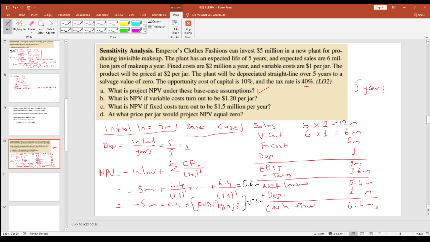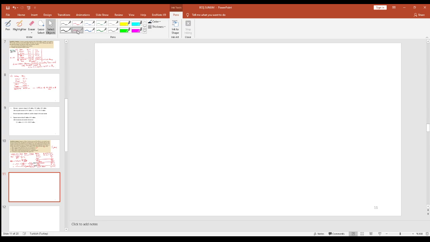Okay. So if you are ready, now we can move on to B. In this case, since this is sensitivity analysis problem, it asks you to change variable cost from $1 to $1.2 per jar. So let's do it. This is B. So sales will be 6 times 2, 12 million.